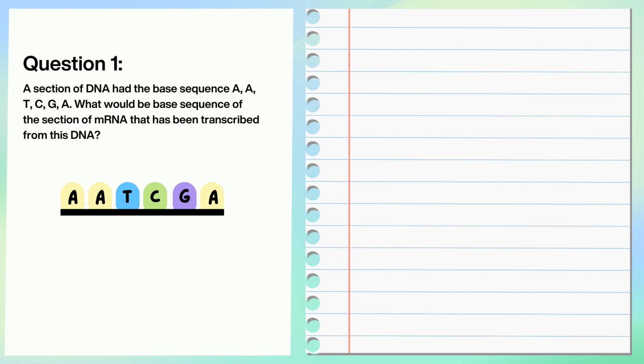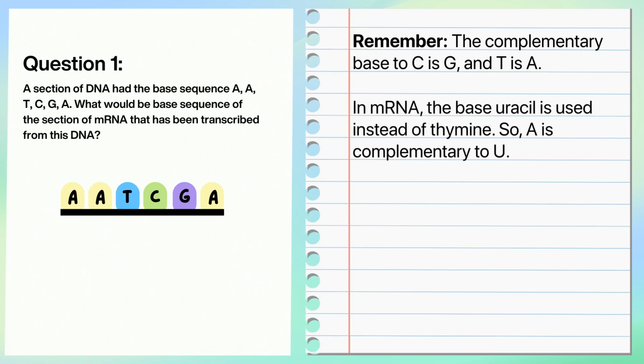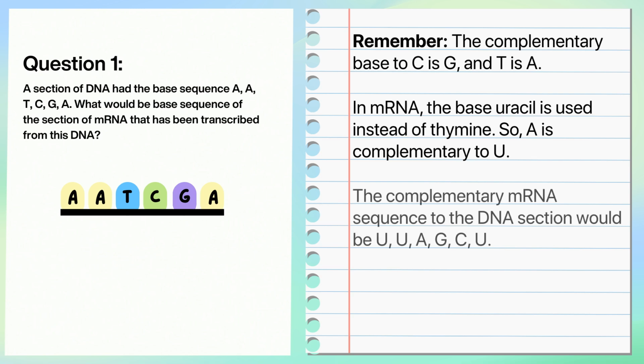A section of DNA had the base sequence A, T, C, G, A. What would be the base sequence of the section of mRNA that has been transcribed from this DNA? For questions like these, it is important to remember that the complementary base to C is G, and T is A. In mRNA, the base uracil is used instead of thymine, so A is complementary to U. Therefore, the complementary mRNA sequence to the DNA section would be U, A, G, C, U.